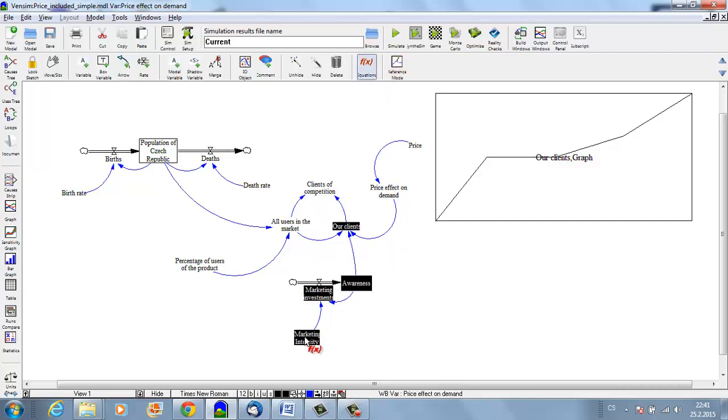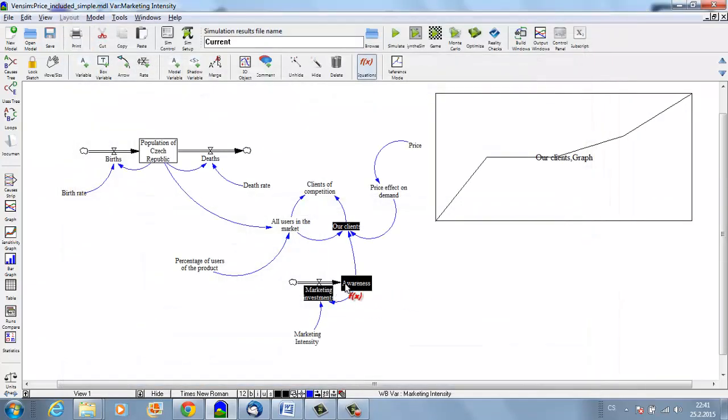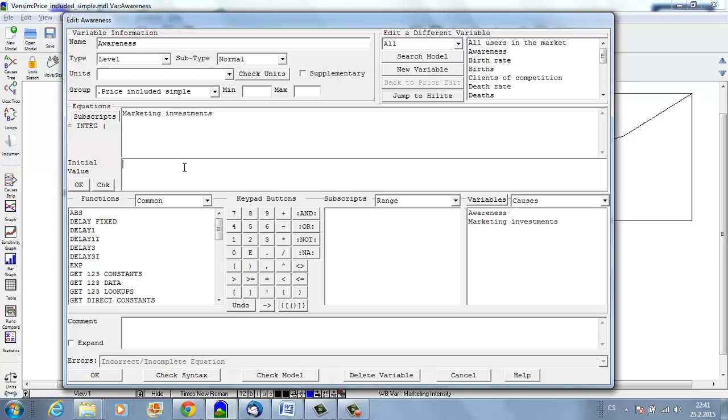Okay, so for now, I will set up marketing intensity from 1 to 10. And we will start with marketing intensity, let's say 2. 1 means we have the lowest possible marketing intensity, 10 means highest possible. So let's say it's 2 at the beginning. And now awareness. I will set up the initial value for the awareness. The initial value for the awareness will be 1 because we are at the beginning. Again, awareness will be from 1 to 10. 1 means very low awareness, 10 means full awareness.